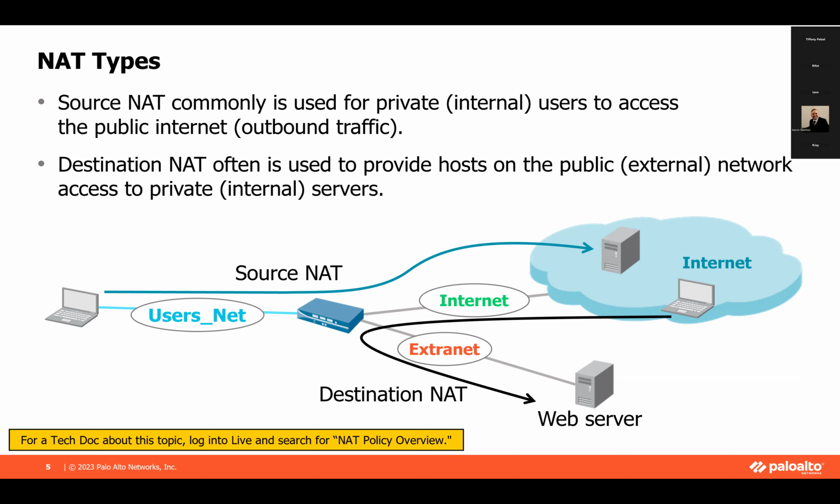Then you have destination NAT, which is often used to provide hosts on a public external network access to the private internal network. So for example, down here at the bottom, it would allow you to come in from the internet, hit the firewall, and get back out to the extranet going out there, okay?